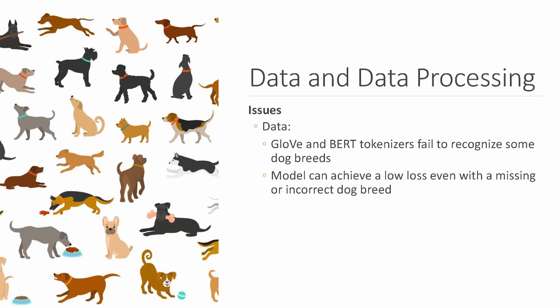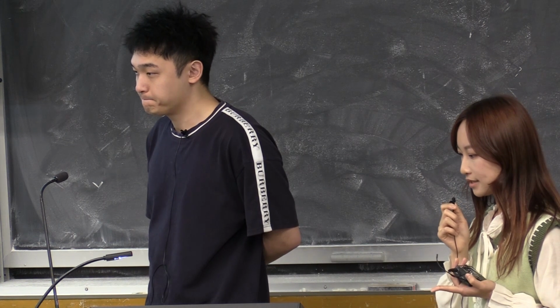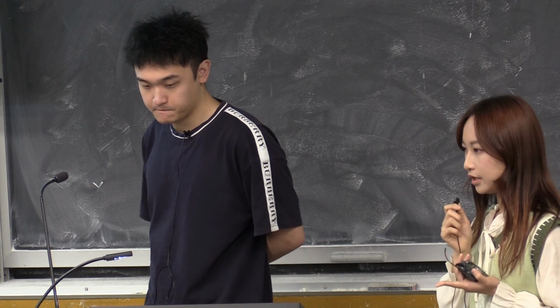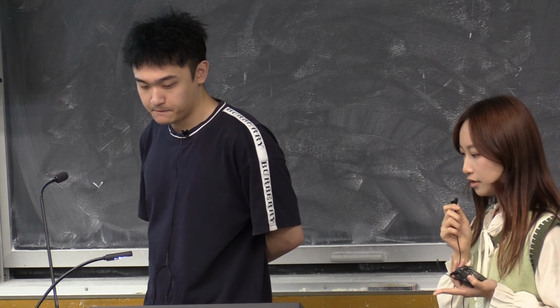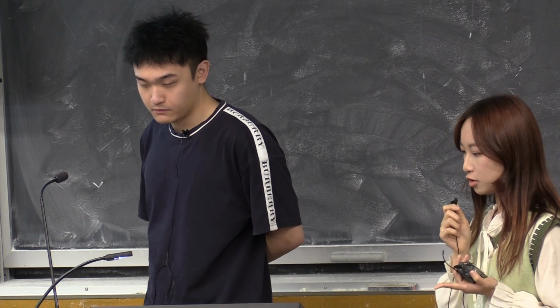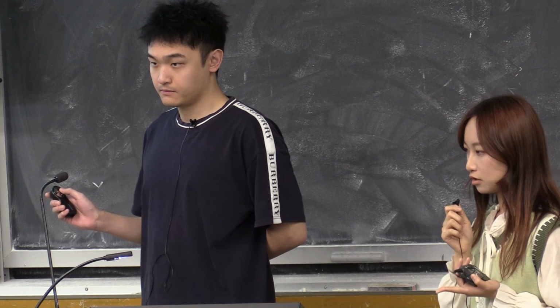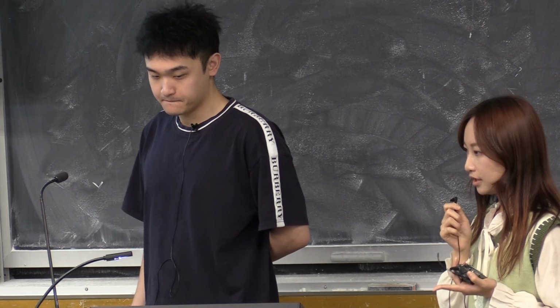One issue with our data is that the GloVe and BERT tokenizers fail to recognize some dog breeds. To solve this, we replace the names of those dog breeds with similar words in our vocabulary through a dictionary, and then we applied another dictionary to reverse those changes during the generation process. Since dogs of the same breed can dramatically differ in color and shape, our model can achieve a low loss even with a missing or incorrect dog breed. So it's a challenge for our model to correctly give the dog breed in the generated caption.